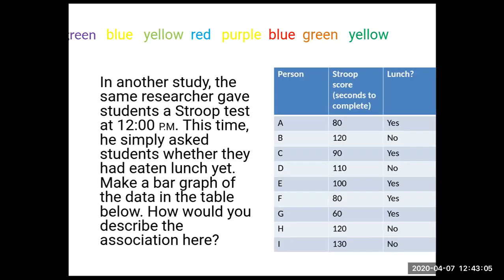So keep that in mind. You can write that down if you want: 82 seconds for the yeses. For the people who did not eat lunch, we have 120 plus 110 plus 120 plus 130. That gives us 480. And there's only 1, 2, 3, 4 no's. So if I divide that by 4, I already know it's 120.